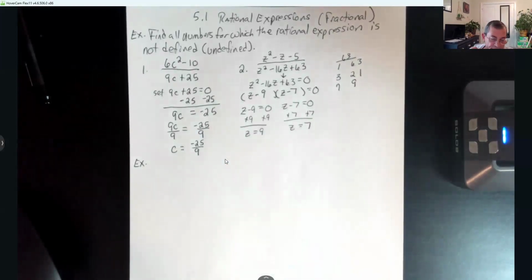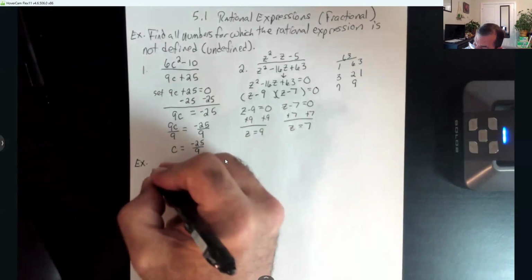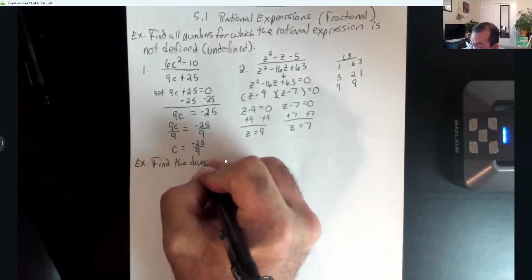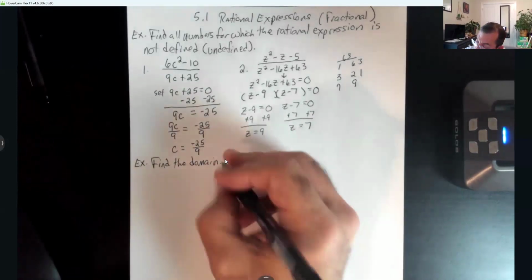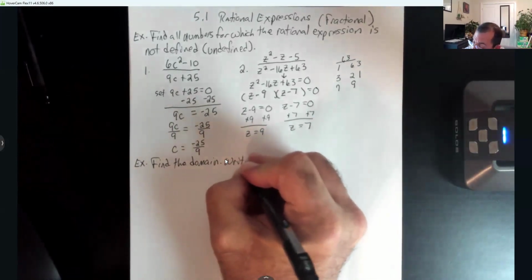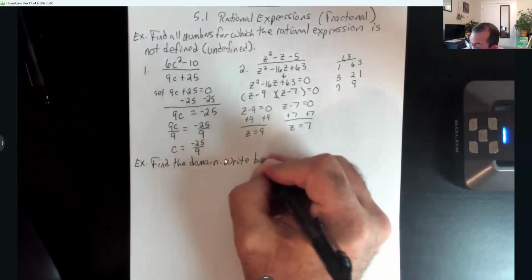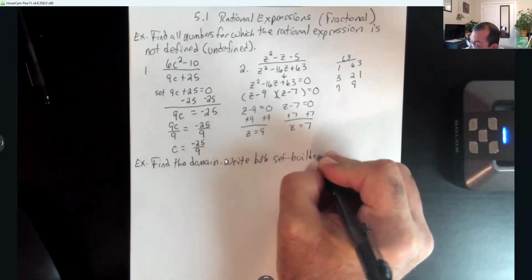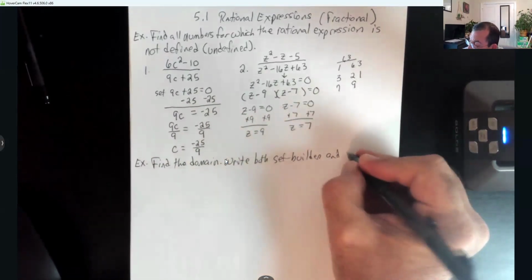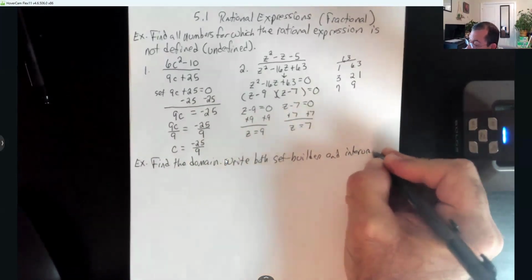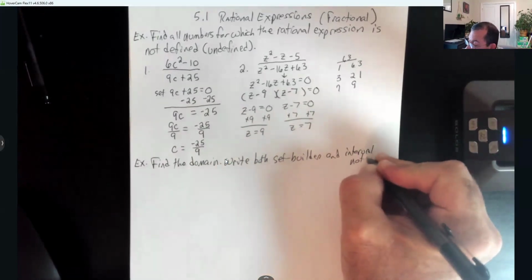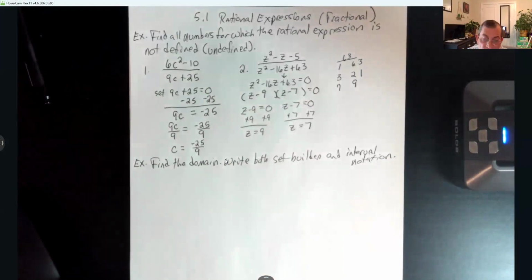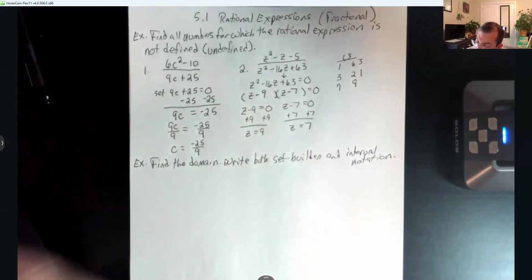All right, so then in this section, they said, hey, find the domain. So now we're actually going to find the domain. Now they want this to be written, so they're saying write both set builder and interval notation. Okay, so write both in set builder and interval notation.